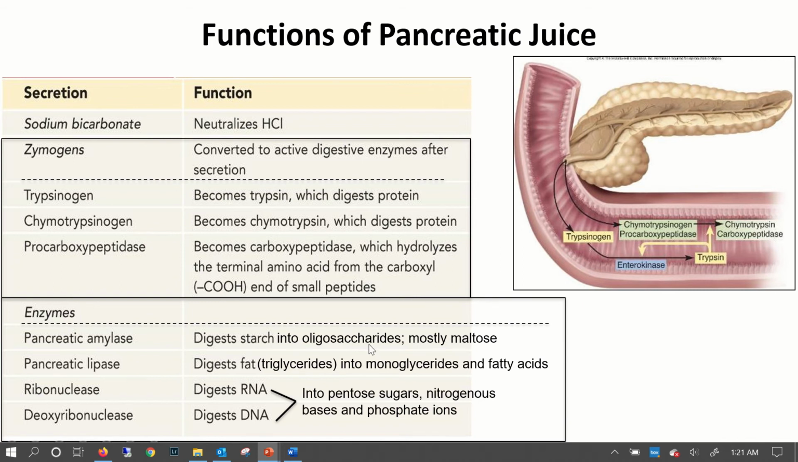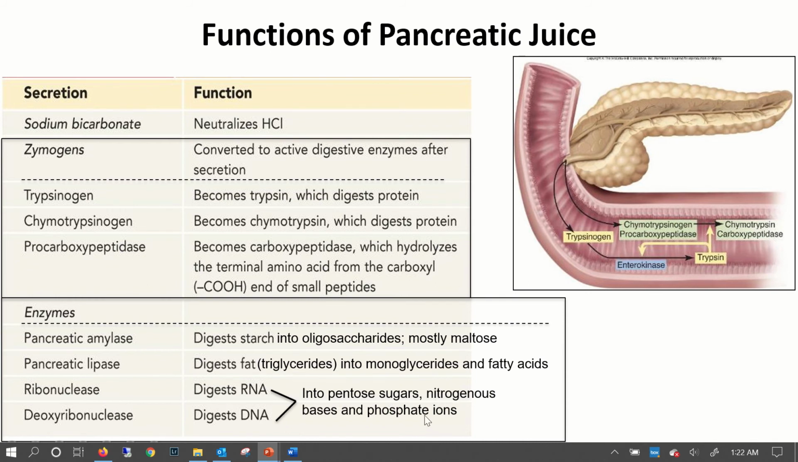So this is very similar to what we saw salivary amylase doing in the mouth before it was inactivated at the stomach. You also see pancreatic lipase, so digesting fats or triglycerides into monoglycerides and fatty acids. And then finally, you have your nucleic acid digestion taking place with ribonuclease and deoxyribonuclease, breaking those down into pentose sugars, nitrogenous bases, and phosphate ions.